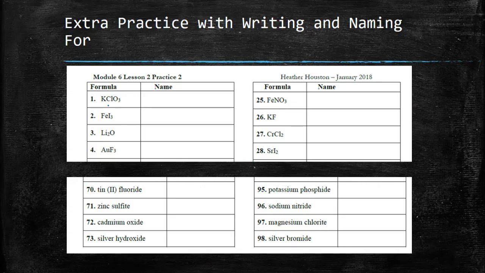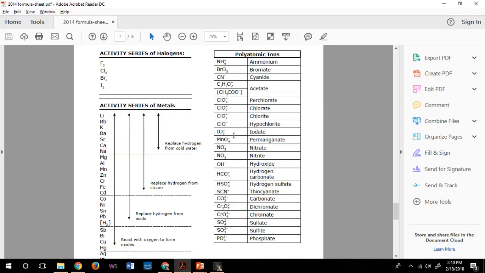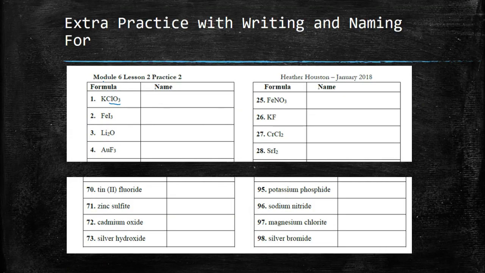Polyatomic ions are most often the things that are on the right-hand side. So let's see if we find ClO3. Sure enough, I see it right here. It's called chlorate. So what I do is I name the first one. K is called potassium.